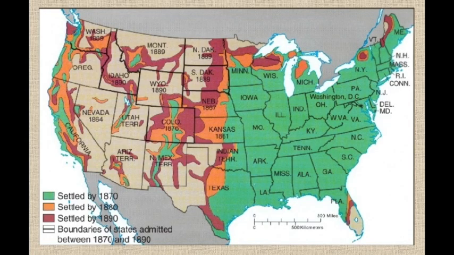So when we're talking about the Western frontier, we're talking about all of these areas that are in the red and orange and kind of tan. So all of those were settled later on in the mid-century. So the green is all settled prior to 1870, and everything else was settled after the Civil War.